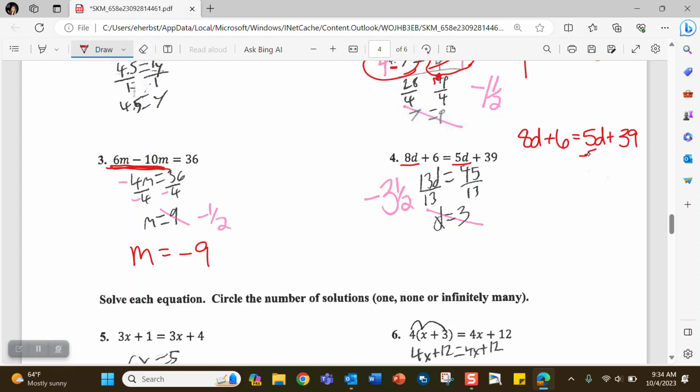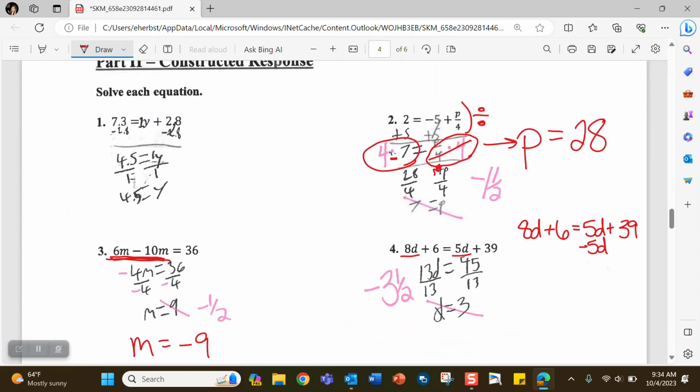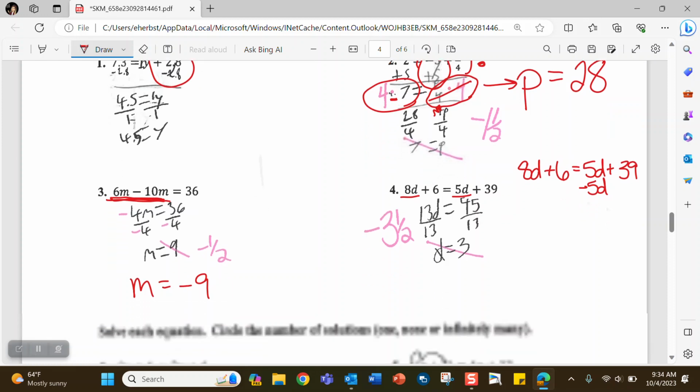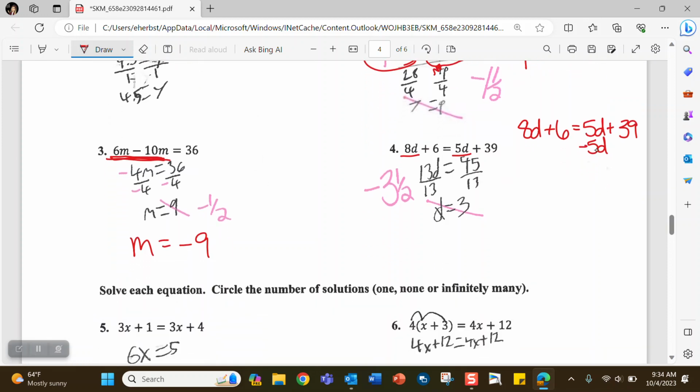So we should have subtracted 5d, just how you subtract 2.8 to get rid of positive 2.8, and just how you add 5 to get rid of negative 5. We are subtracting 5d to get rid of a positive 5d. We want to get things on the same side. So those cancel out. We get 3d plus 6 equals 39. And I'm fairly confident that had you gotten here, you would have been okay because you're pretty good at solving the two-step equation.